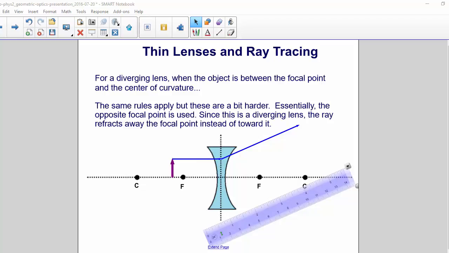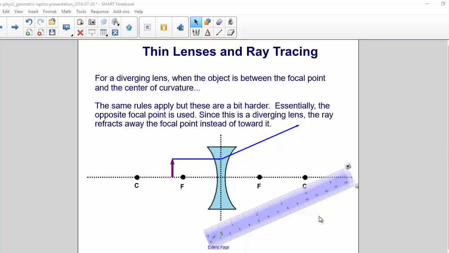We will now do diverging lenses. When the object is between the focal point and center of curvature, now the same rules apply, but these are a bit harder. Essentially, the opposite focal point is used. Since this is a diverging lens, the ray refracts away from the focal point instead of towards it.